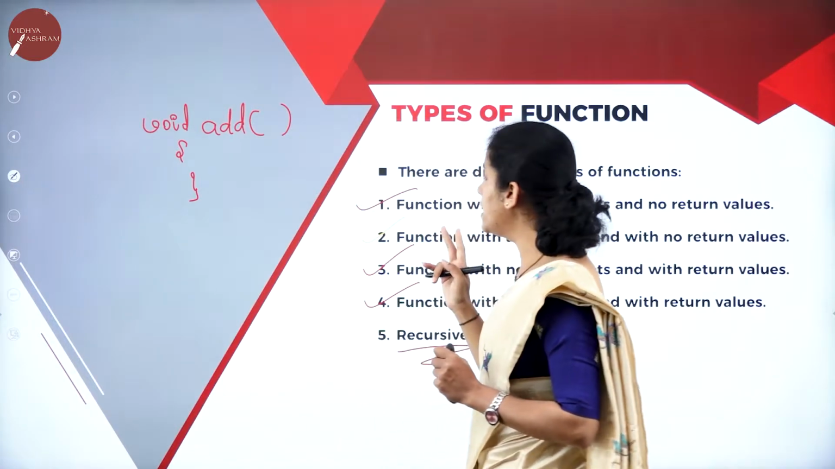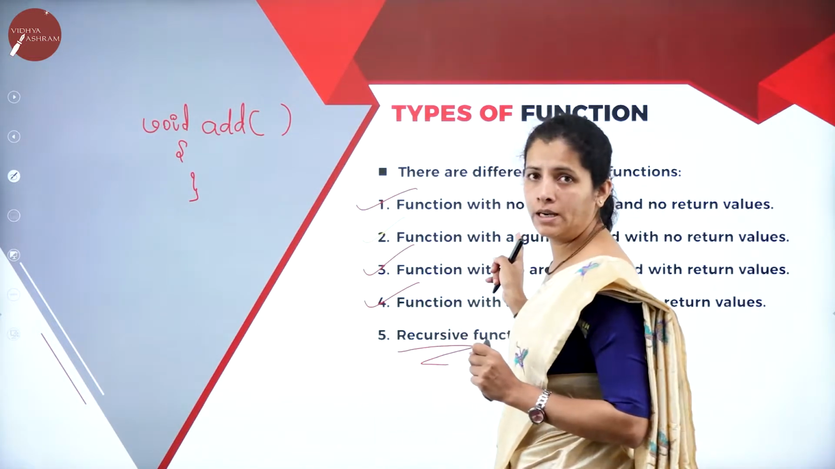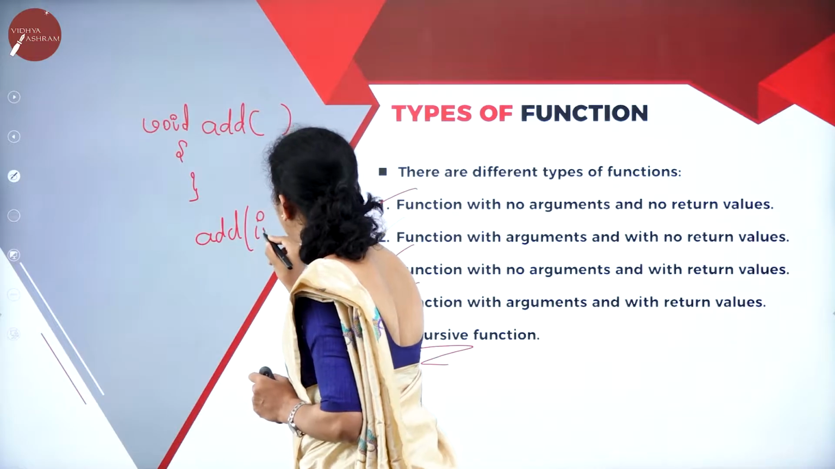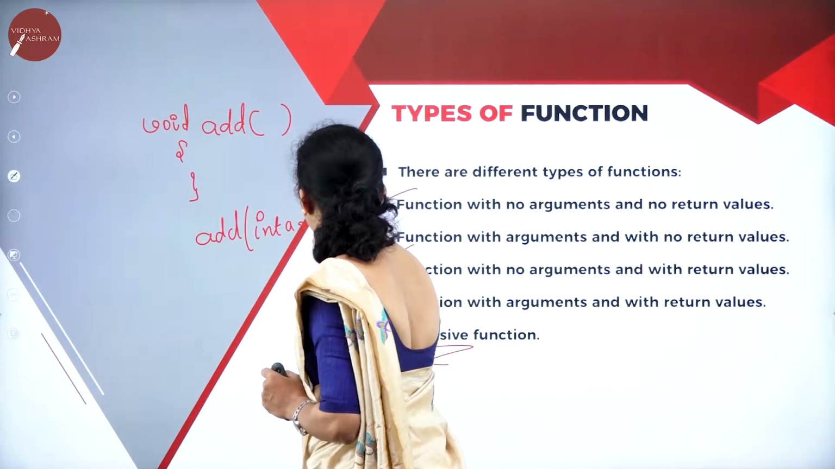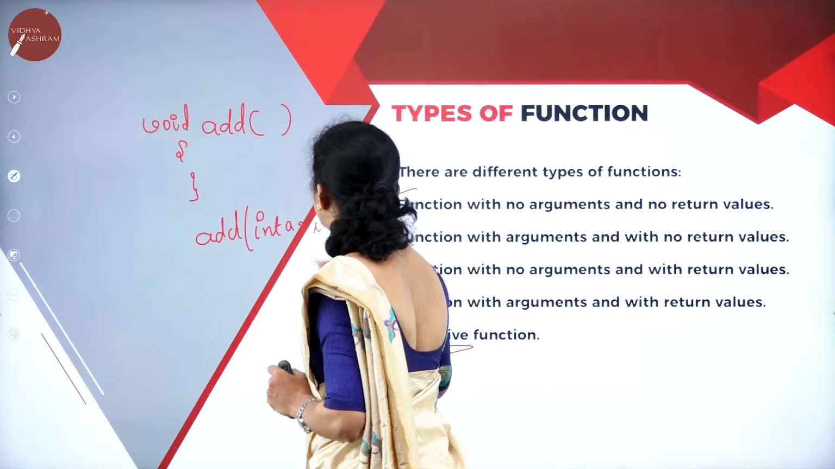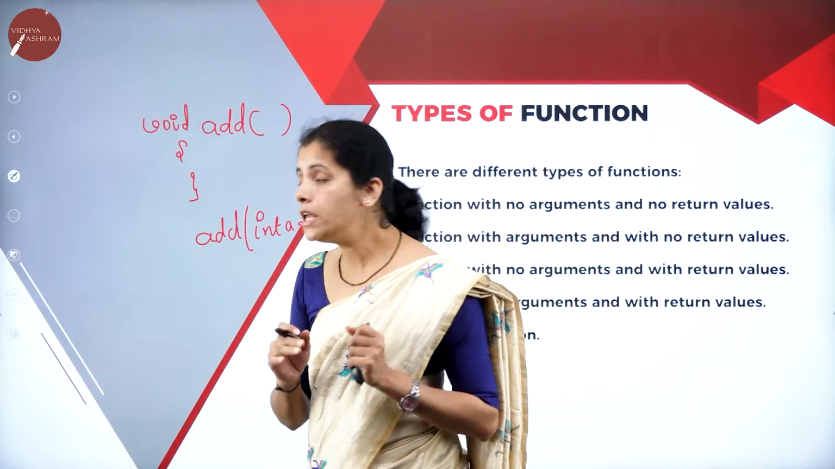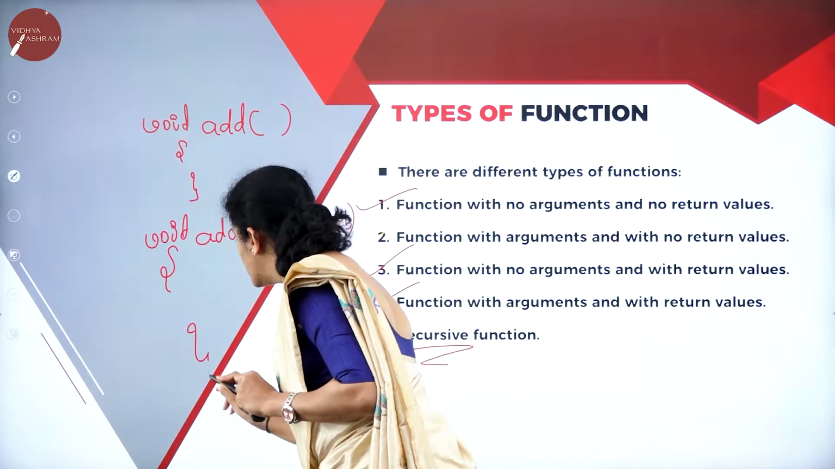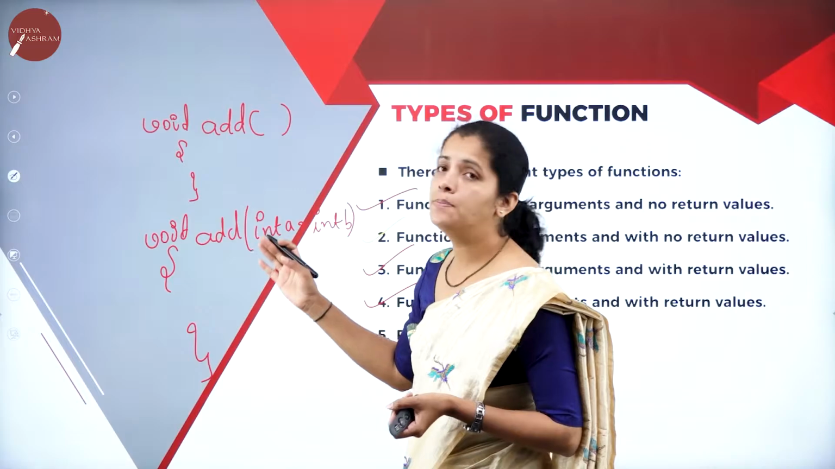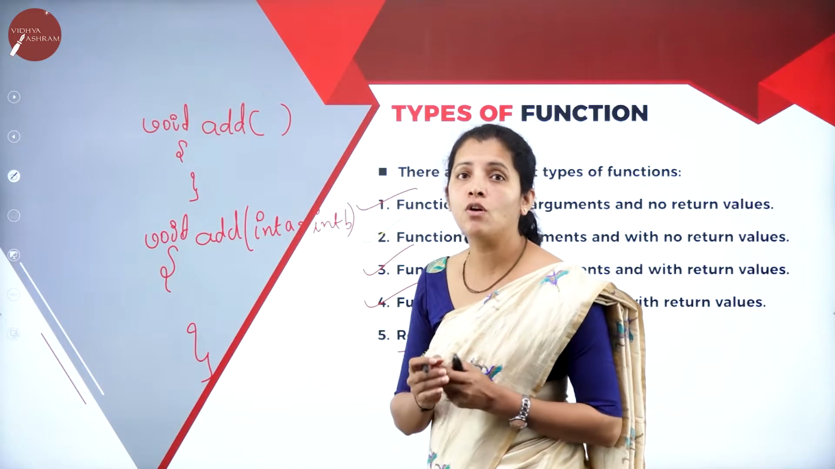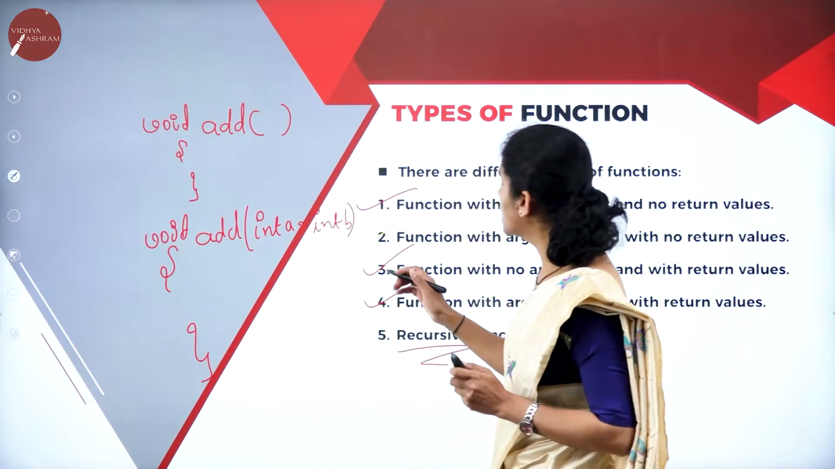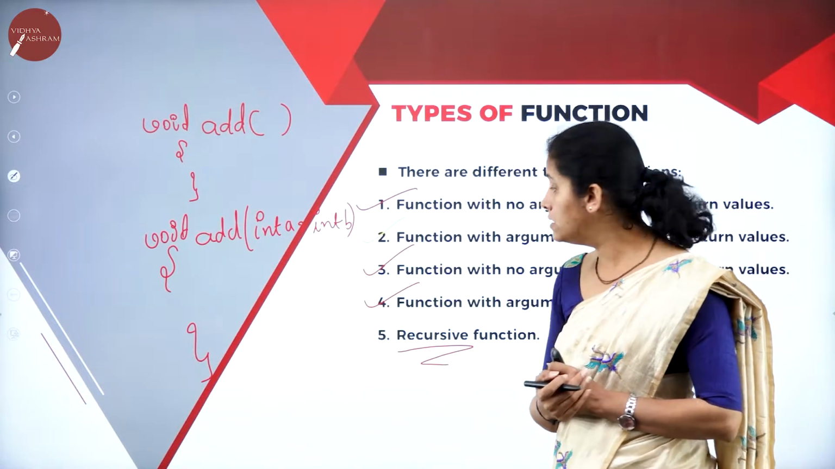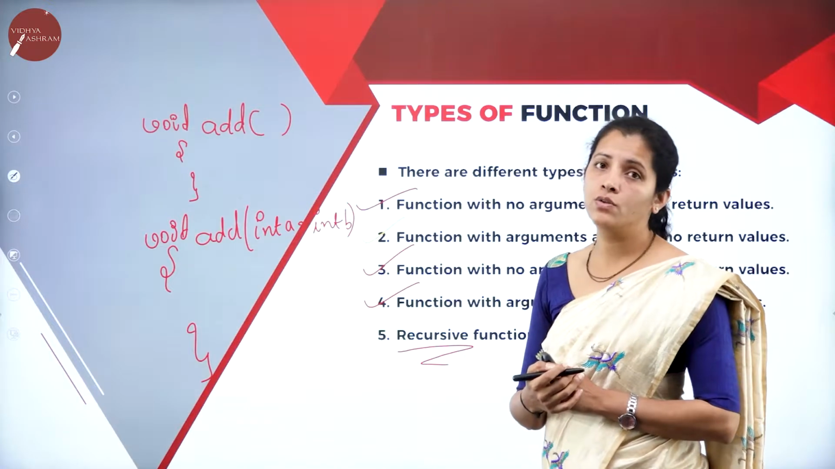Now, if I consider the second type, function with arguments, this function is going to receive arguments, for example, int a, comma, int b, and it does not return any values. For that reason, it is void, with a block of statements. So these are the 2 types I have covered in my previous session. But in today's class, I'm going to deal with functions with arguments as well as return type, and the last topic is recursive function.